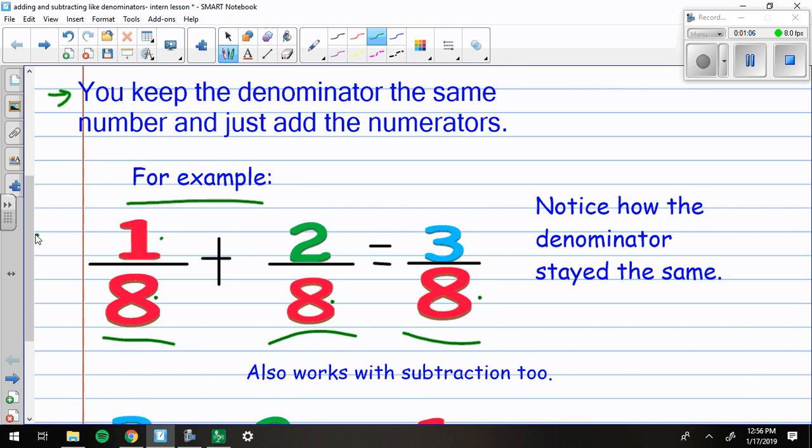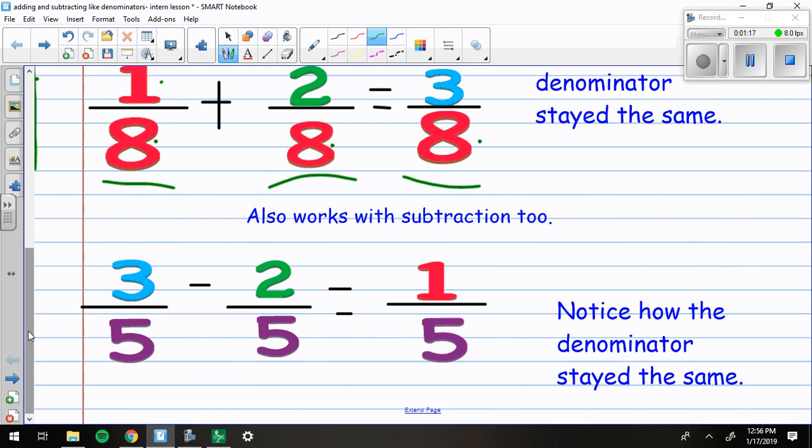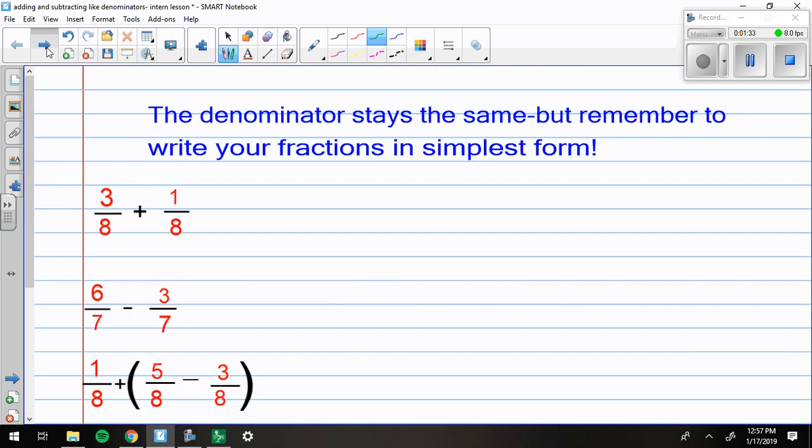Denominator stays the same the whole time, no matter what we're doing. As long as we're adding and subtracting with a like denominator, it stays the same. And if you look here, it's the same with subtraction. 3/5 minus 2/5 equals 1/5. I didn't subtract my 5s. My 5s stayed the same. All I did was subtract 3 minus 2, and I got 1. Okay? Let's try a little bit of it.